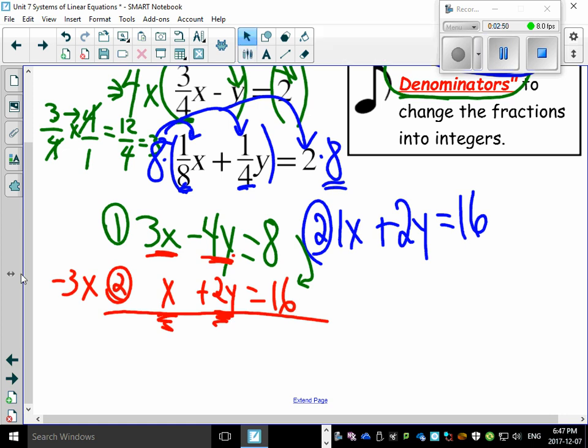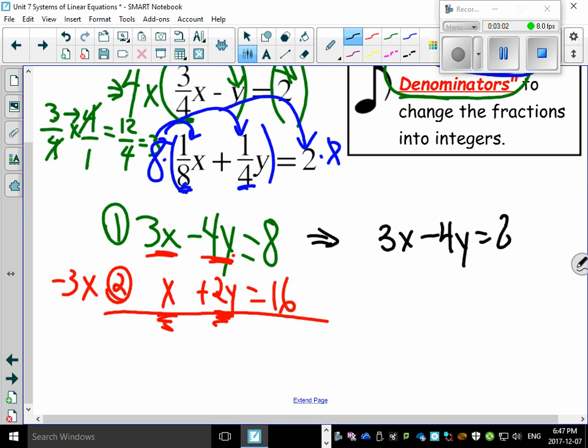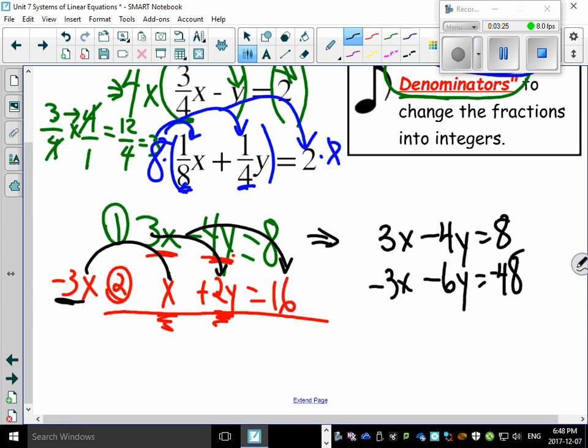Okay, so if I multiply this by -3, let's clean this up so I've got a little bit more room to play here. So here we go. This one has not changed. This is still 3x minus 4y equals 8. This one I'm going to multiply by -3, so I'm going to get minus 3x, and don't forget, it goes to each one of these. So this becomes -3 times 2, which is minus 6y. And don't forget, all the way over to 16. So 16, 32, 48. Minus 48. Oh my goodness, look at that. And look how pretty this is all set up.